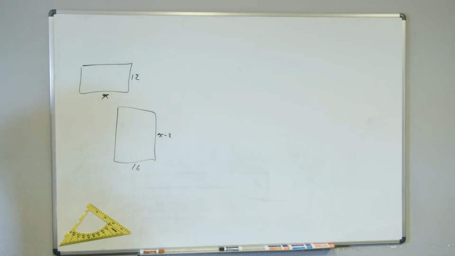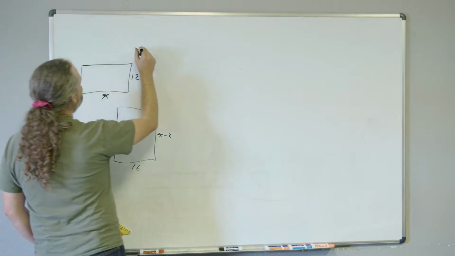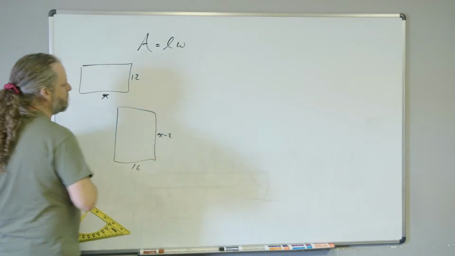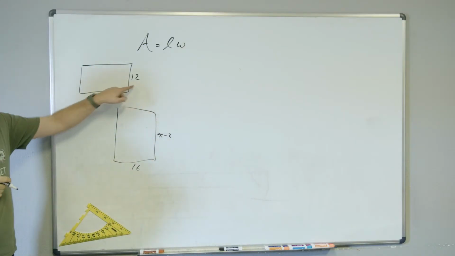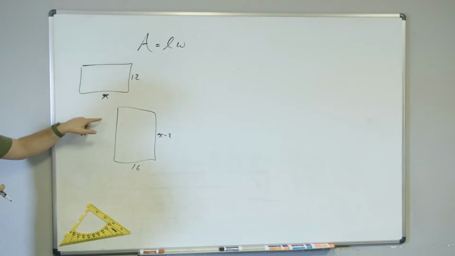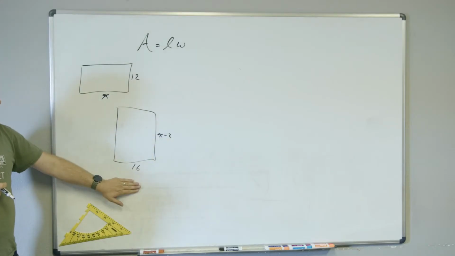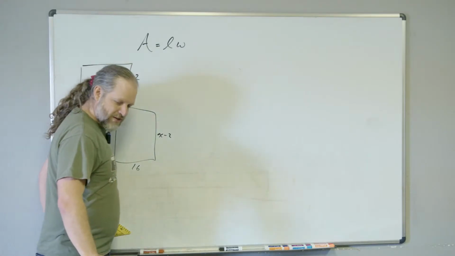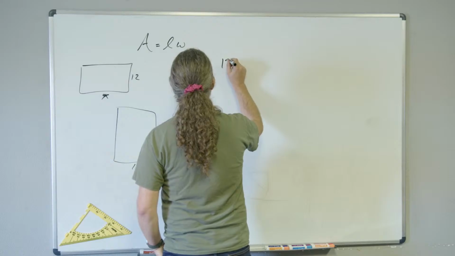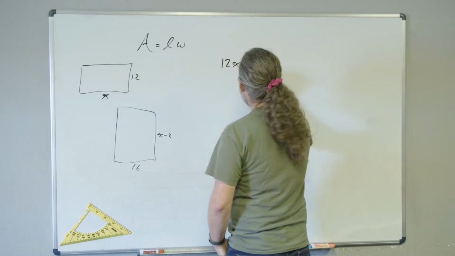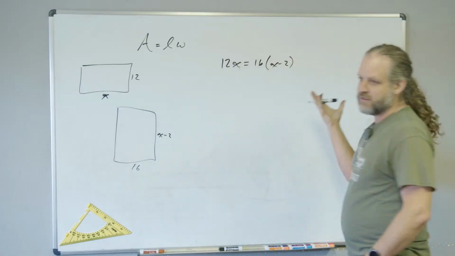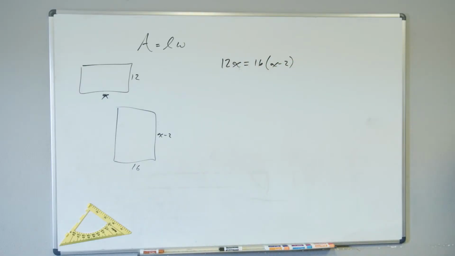All right. So, what you said was accurate. Area equals length times width. Great. So to find this area, it'd be 12 times x, 12x. To find this area, it'd be x minus 2 times 16. And we want them to be the same, right? Because the question says we want them to be the same, so we want 12x to equal 16 times x minus 2. Right? That makes more sense.